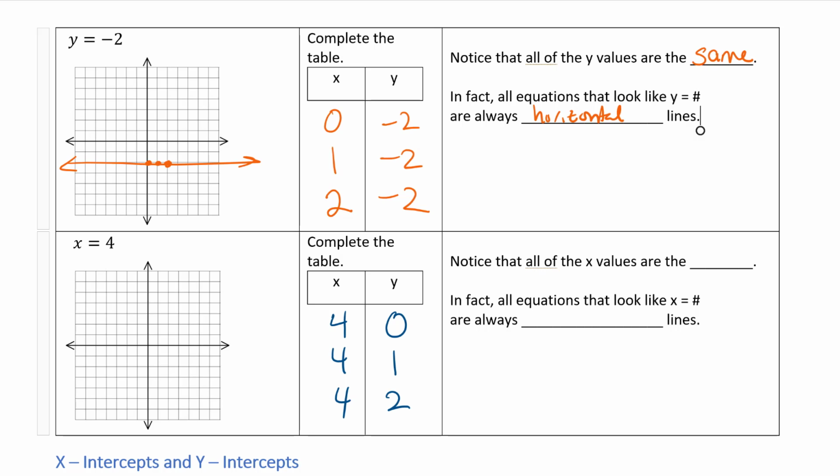If I plot that, 4, 0 is on the x-axis, 4, 1 is up a little bit, 4, 2, and what does this make? It makes a vertical line. And notice that all of the x values are the same, and all equations that have x equals a number always produce vertical lines, which is kind of cool.